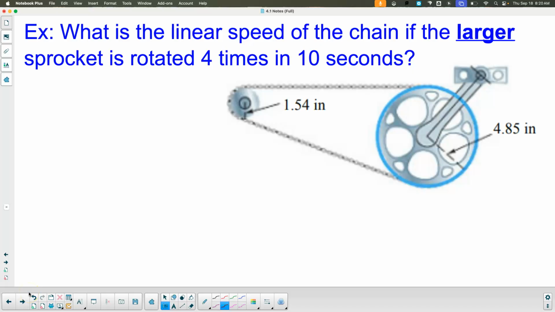Let's come up with the same unit. Since it doesn't say what the unit is, let's come up with it. What unit do we want to get it in? Inches per second? Okay, inches per second.